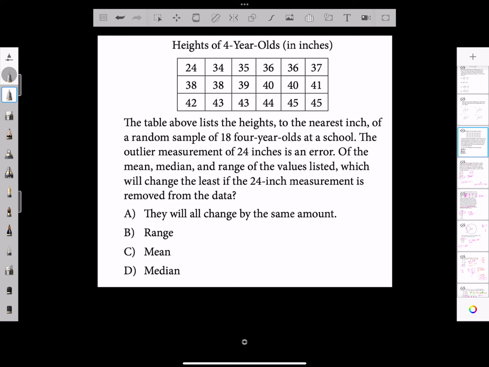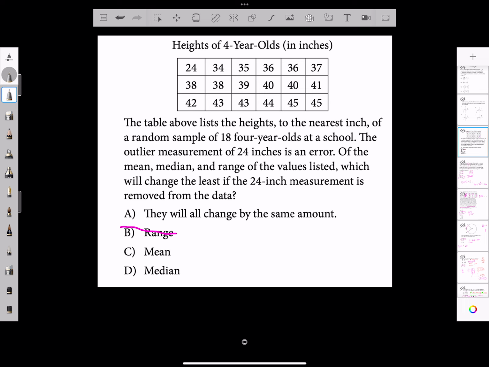So they want to know which will change the least if the 24-inch measurement is removed. So at first thought, I realized that the range is going to change pretty substantially because the range is the highest number minus the lowest. And instead of 45 minus 24, it's going to be 45 minus 34. So it's going to change by 10 if I remove the 24. So range, that's going to change substantially.